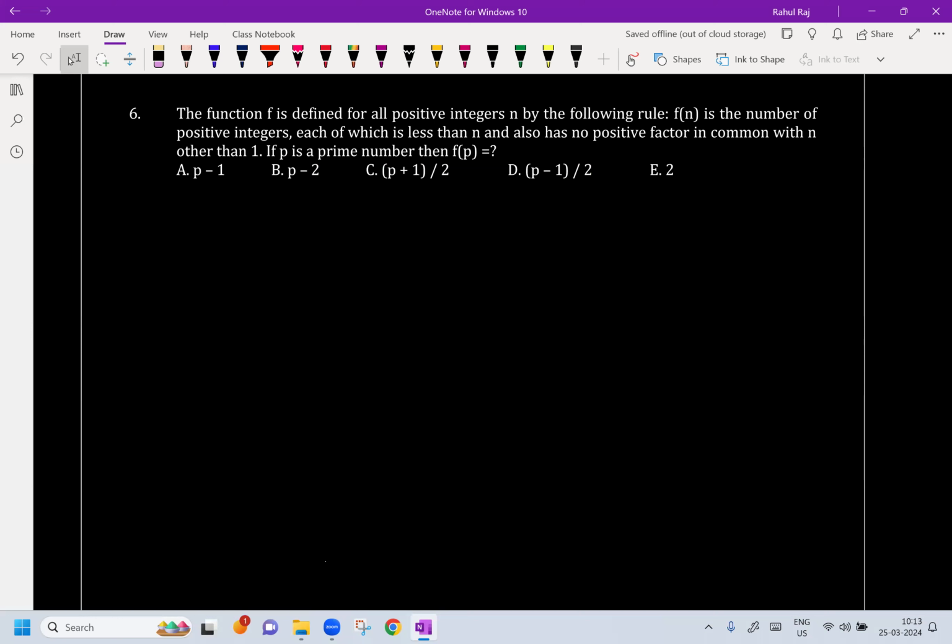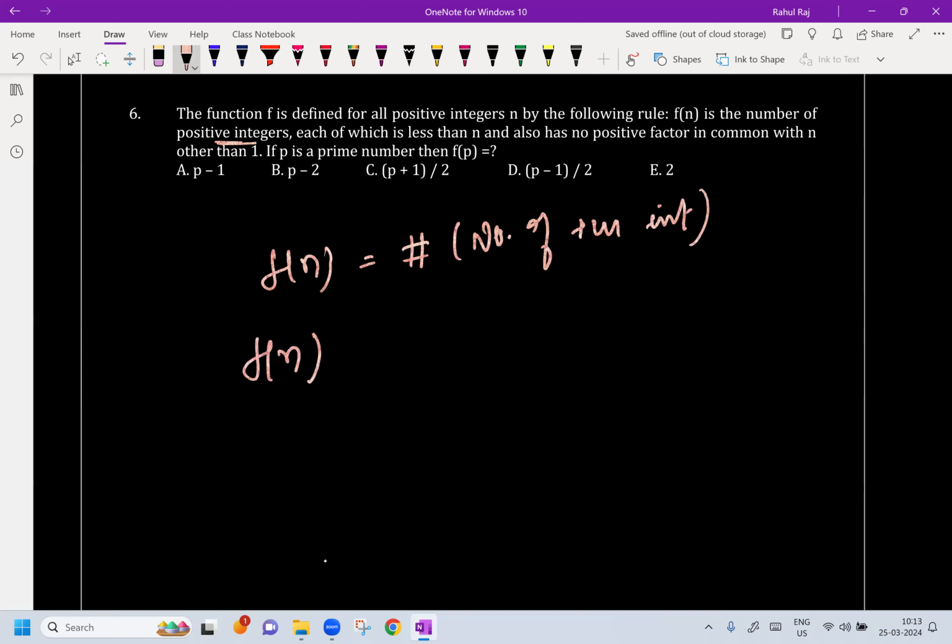The function f is defined for all positive integers n by the following rule. So we have to read the rule very properly. It says f of n is nothing but the number of positive integers. This is one thing very clear. This number is something that we need to count. Now let's see what exactly f of n is: the number of positive integers, each of which is less than n and has no positive factor in common with n other than 1. It means they're technically talking about prime numbers for sure.